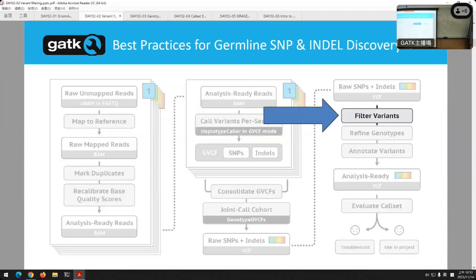So we're going to do three things. We're going to filter, I'll talk about that. We'll talk about refining genotypes. And then Aaron will come and talk about evaluating your call set to make sure everything is good.